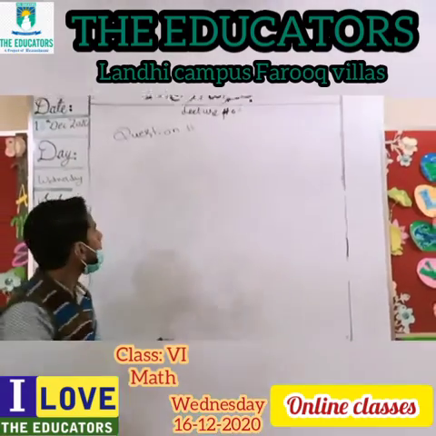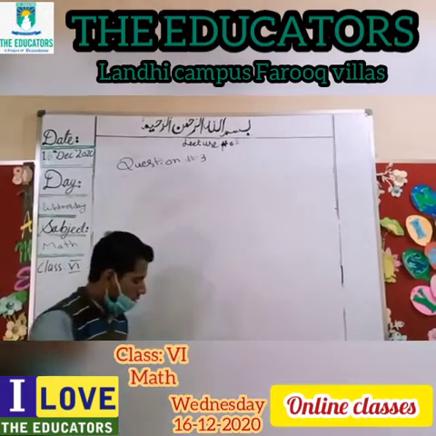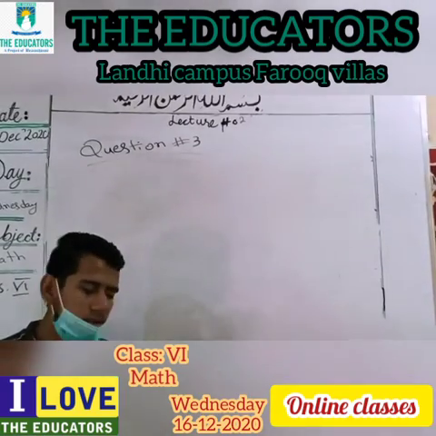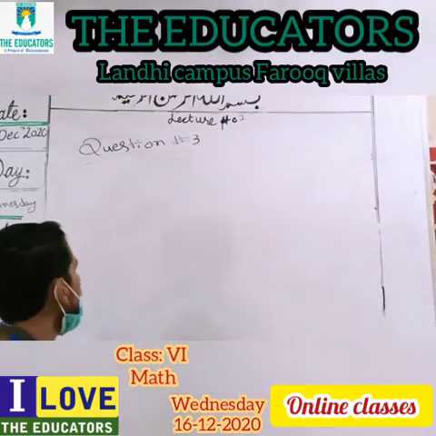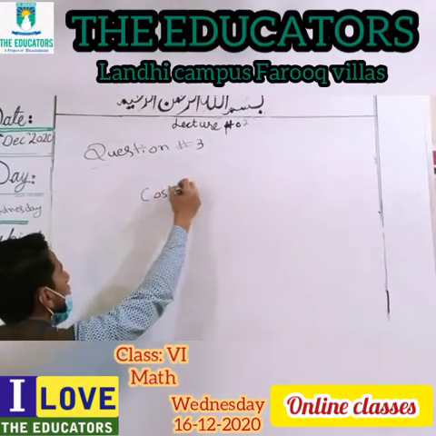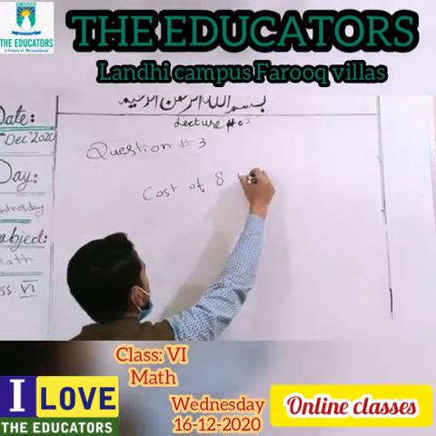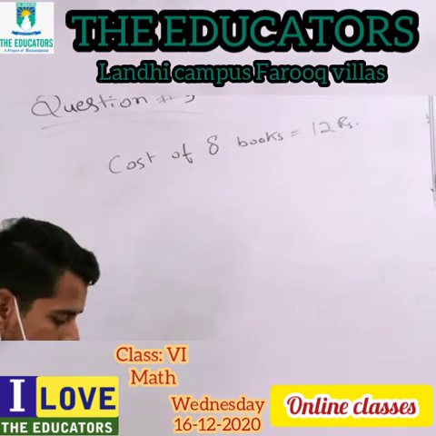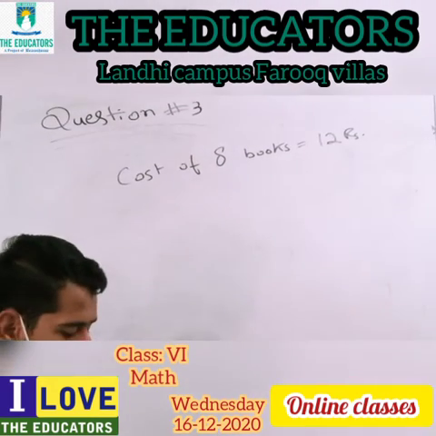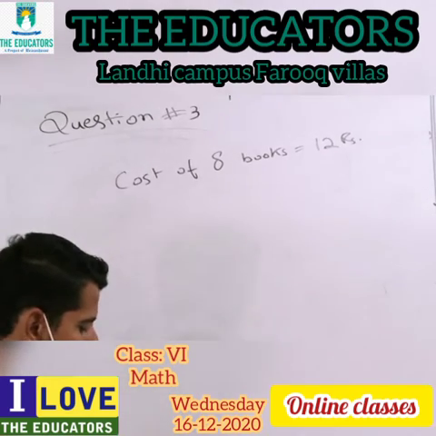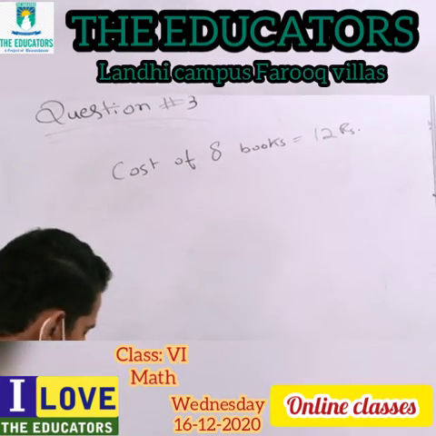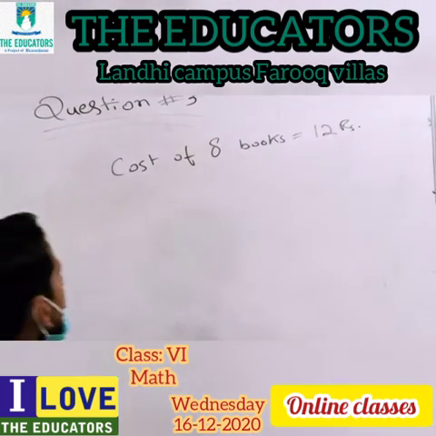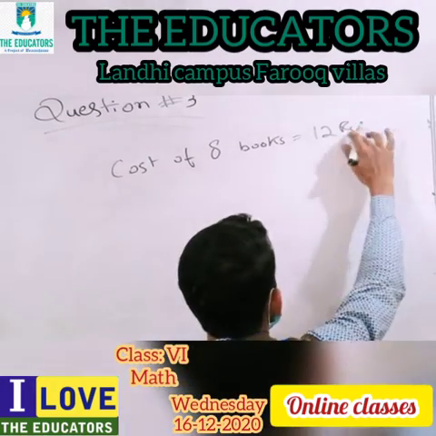In question number 3 here, they ask us: Wahida purchased 8 books, each costing 12 rupees. Okay, it means cost of 8 books is equal to 12 rupees. Now, and 4 story books each costing 9 rupees. So the cost of 4 story books is 9 rupees. Each story book, cost of 8 books, 10 rupees per book.